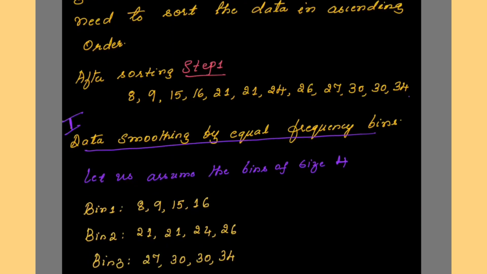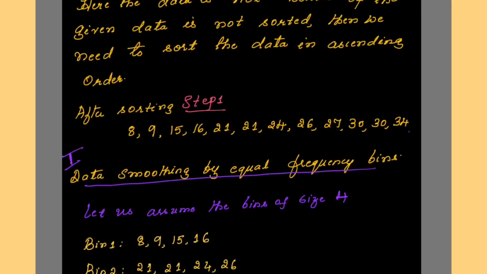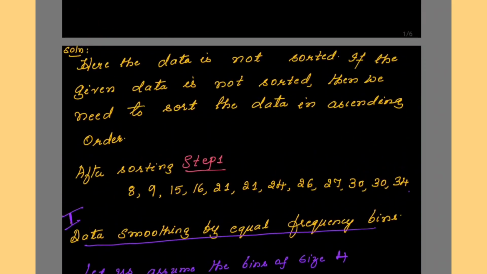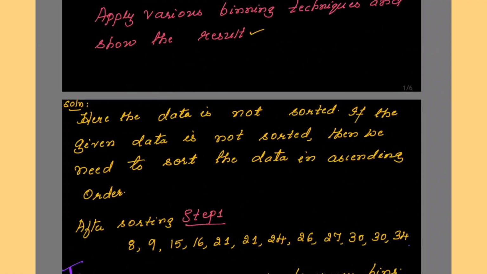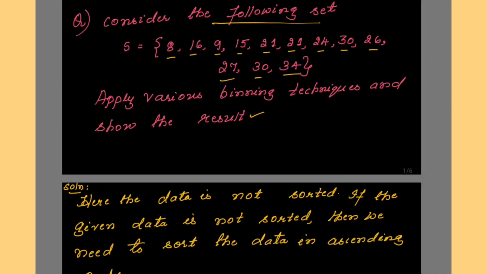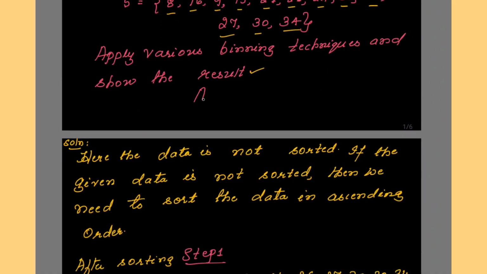Now let us apply the first method, and in the problem statement, the size of the bin will also be mentioned. First we'll apply the data smoothing technique using the equal frequency bin method. For that, you have to see in the problem statement what size of the bin is mentioned. Assume size of the bin equal to 4. Size of the bin equal to 4 means you are going to place 4 elements in each bin, and a bin is simply like a container.